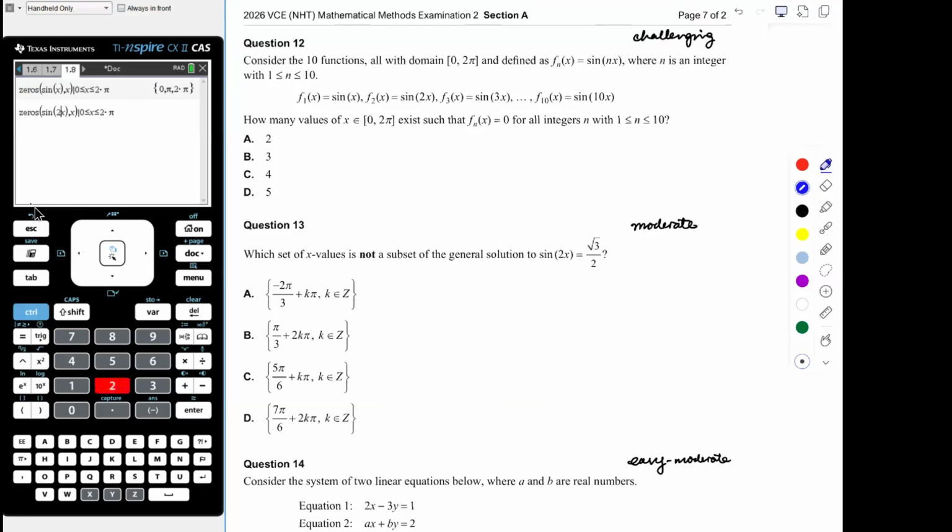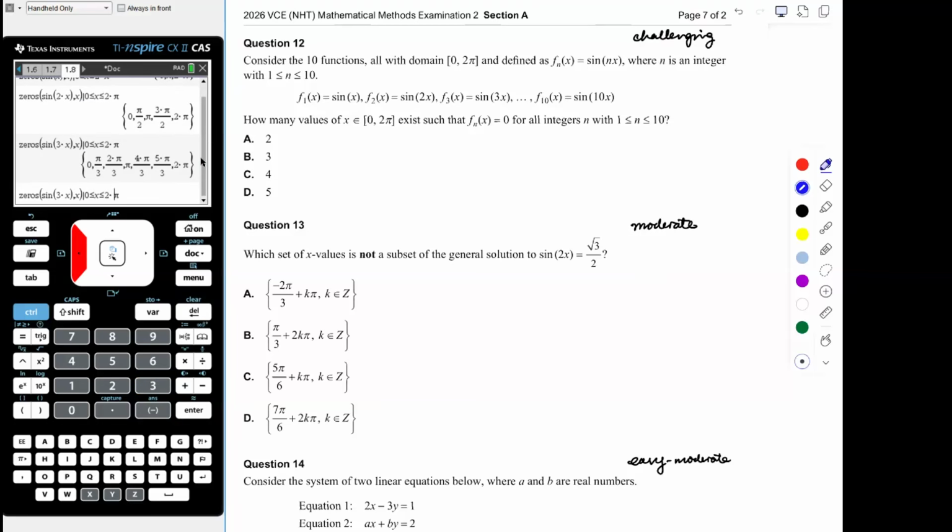If I try sine 2x, I get 0, half pi, pi, 3 pi over 2, 2 pi. So half pi and 3 pi over 2 won't satisfy sine x equal to 0. It's 0, pi, 2 pi. If you try sine 3x, you will also just get 0, pi, 2 pi. By the same sort of logic, if you try sine 4x, we just see 0, pi and 2 pi. So only the 3 values here.